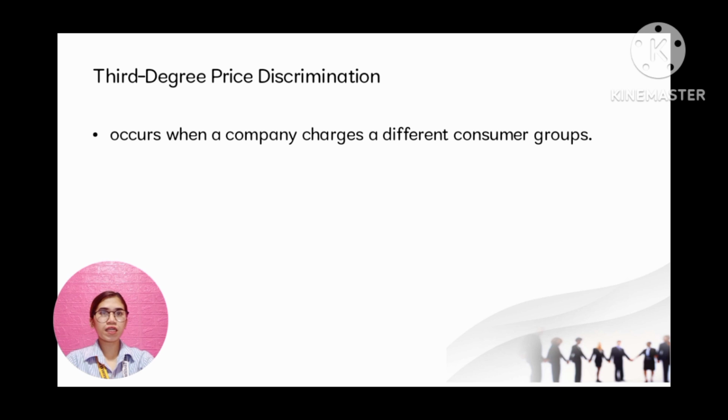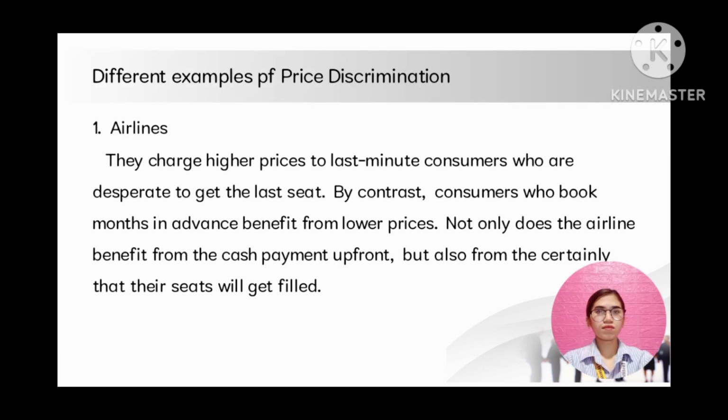So, the third-degree price discrimination occurs when a company charges different consumer groups different prices. When it comes to third-degree price discrimination, sellers segment their customer base on specific attributes and behaviors. A typical example is an airline website that can show you different prices of the same flight based on your previous searches and availability of seats.